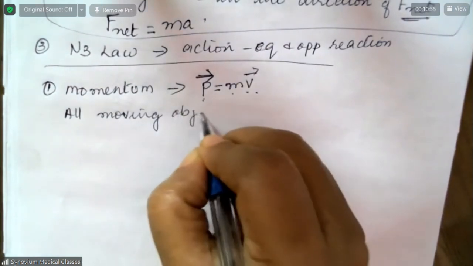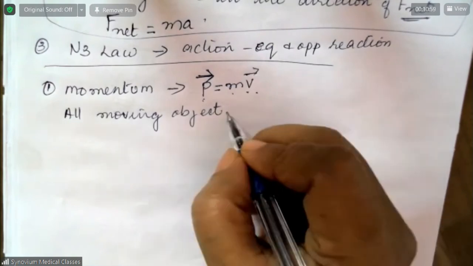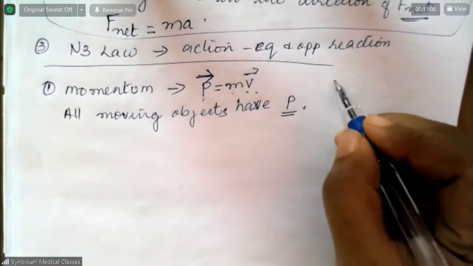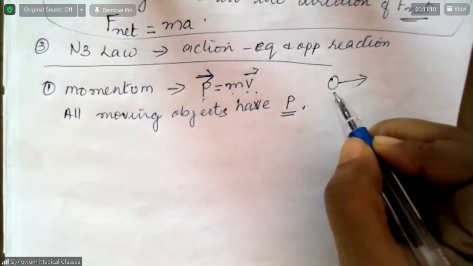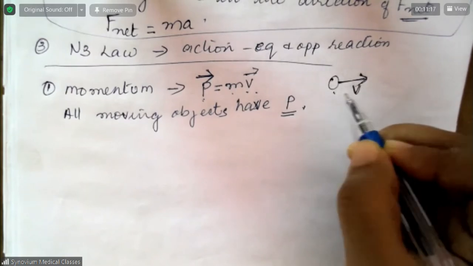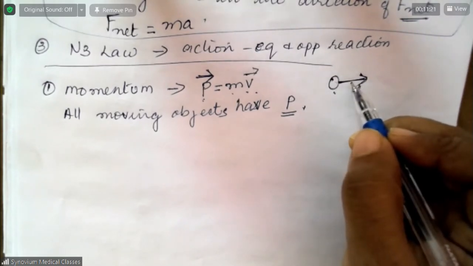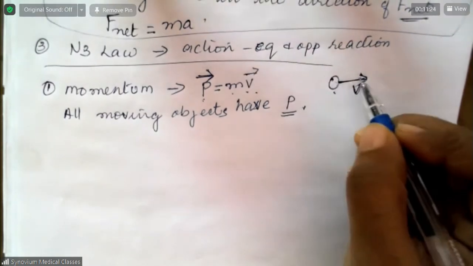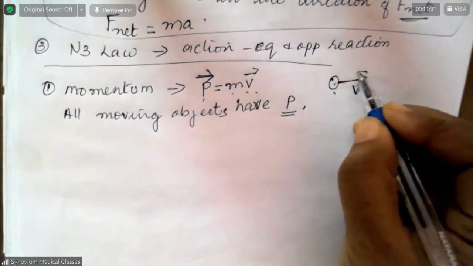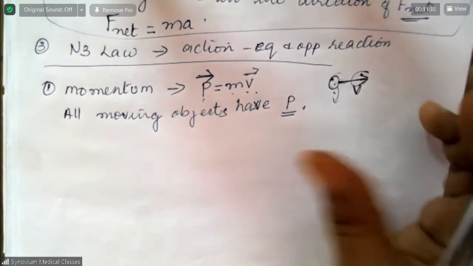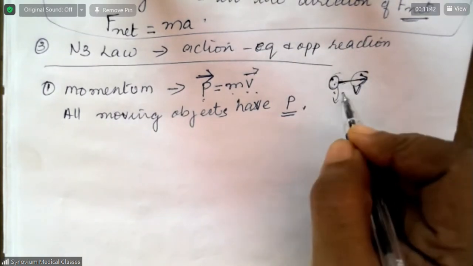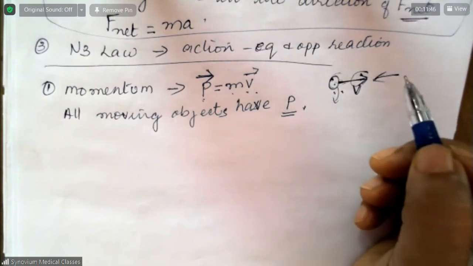So if an object is moving, assume that moving objects have momentum P. If you want to stop it, what should you do? Any moving object, big or small, has momentum, and if you want to stop this object, you have to remove all the momentum out of it. How can you remove all the momentum? By applying an opposite force.